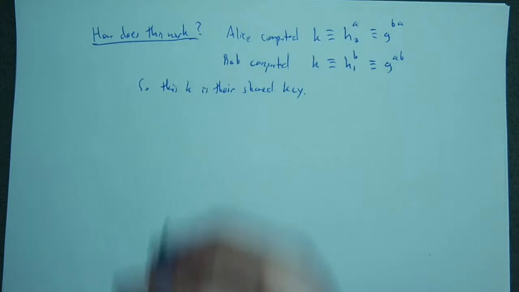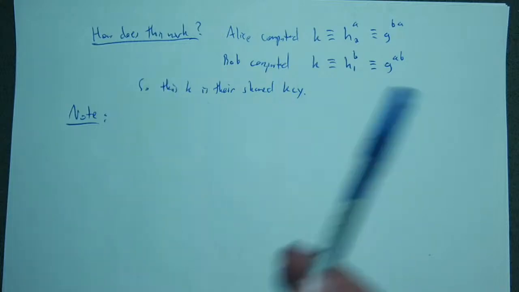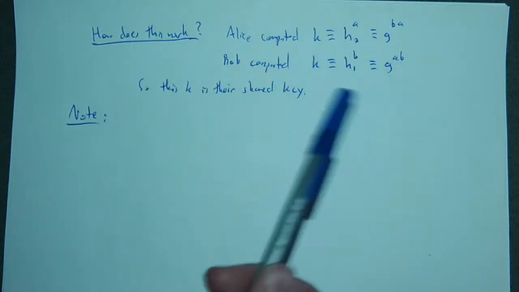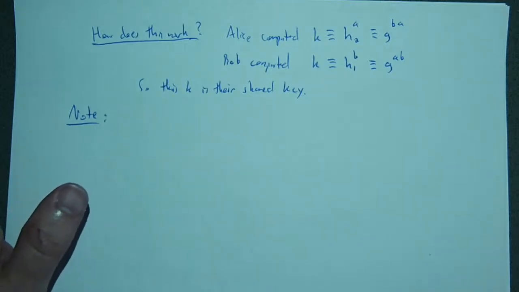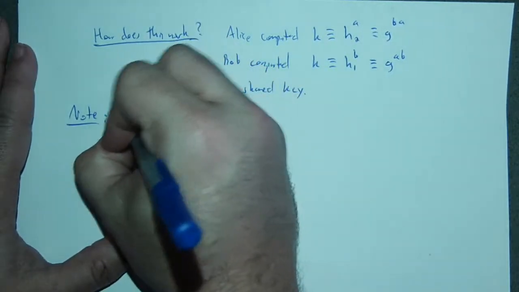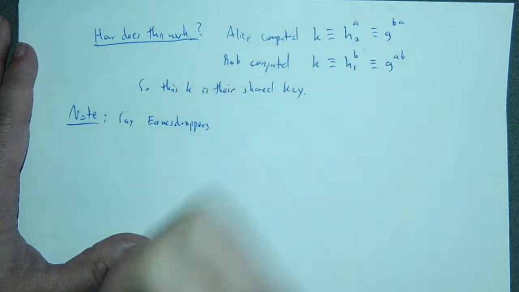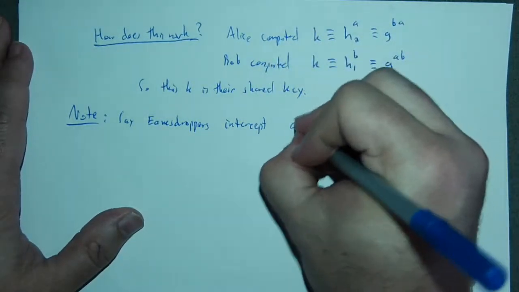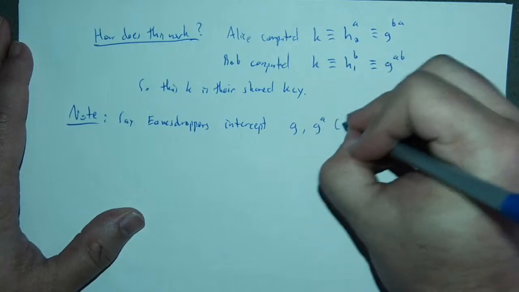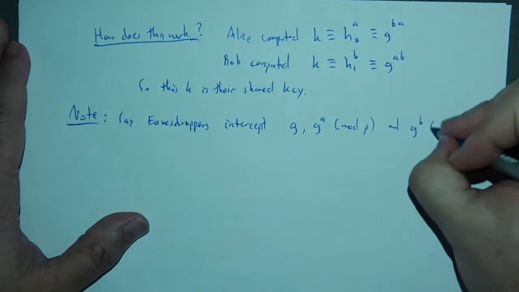All right. So note this how of this working is not that interesting because once you pay attention to what this process is doing, this is all that's going on here. So the more interesting question is, why is this secure? Say eavesdroppers intercept G and G to the A mod P and G to the B mod P.